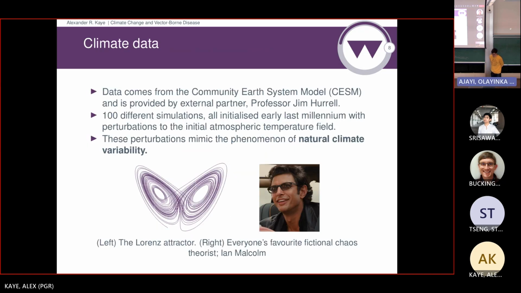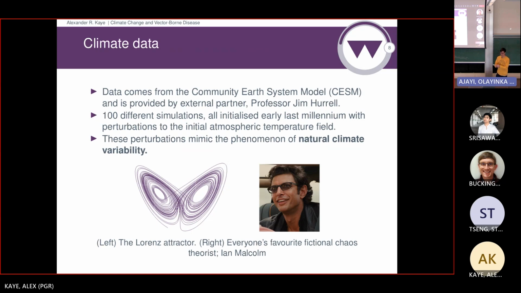Okay, so the climate data comes from the Community Earth System Model, which is based over at the National Center of Atmospheric Research in Colorado, and it's provided by my external partner, Professor Jim Harrell. There are 100 different simulations of the Earth's atmosphere, and each of them is initialized early last millennium with an atmospheric temperature field, which you slightly perturb in places, repeat this 100 times, and then run the simulations.